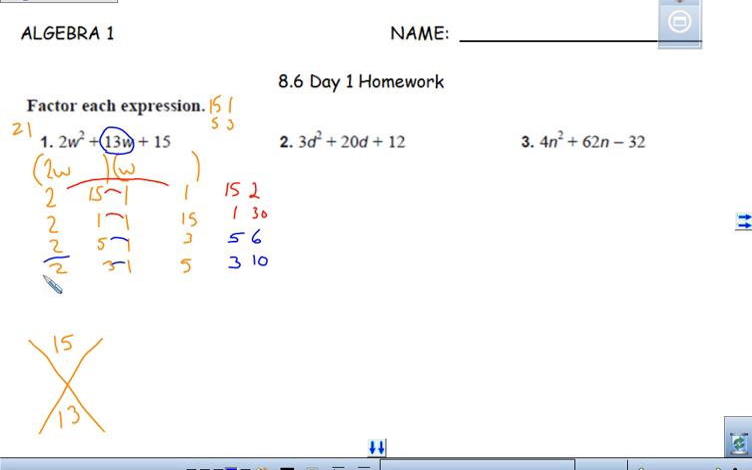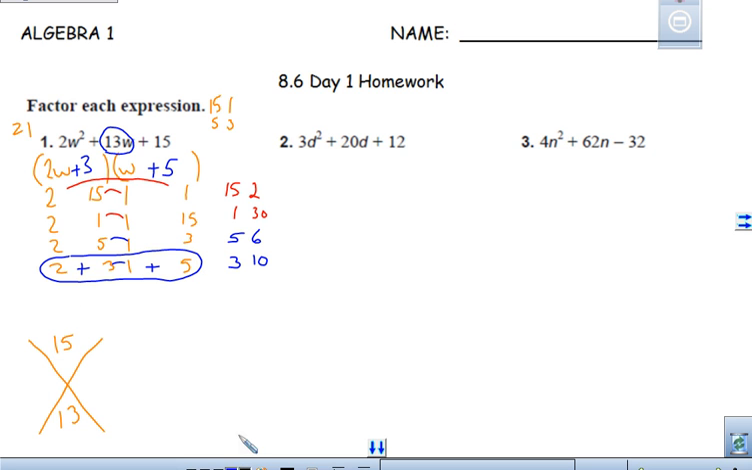So this one is going to be the set that we're going to use, because we know it had to be positive and positive. So we need a positive 3 and a positive 10, so that means this is going to be plus and this is going to be plus. So we were using trial and error. So this is going to be 2w plus 3, and then 1w plus 5.